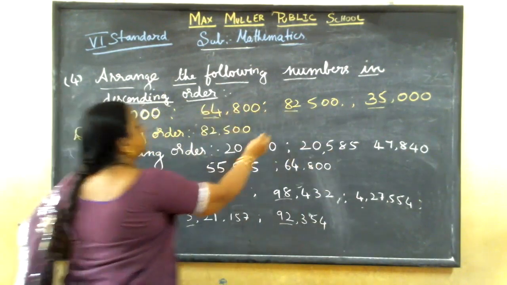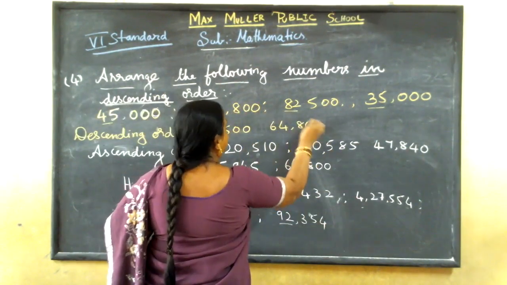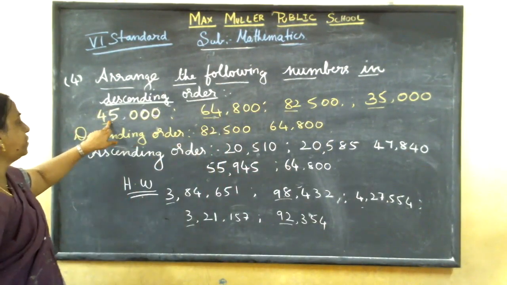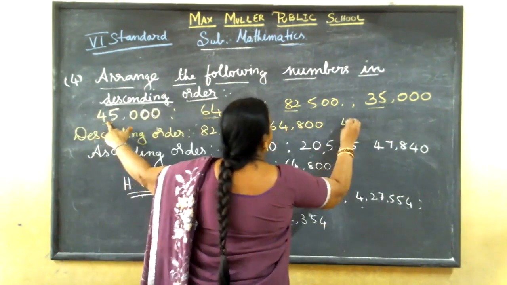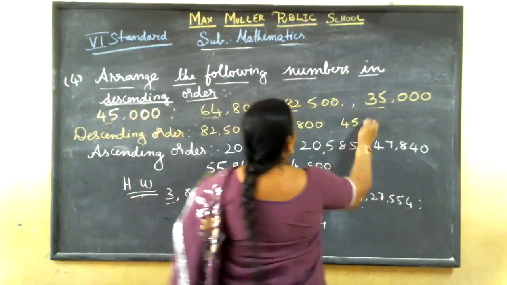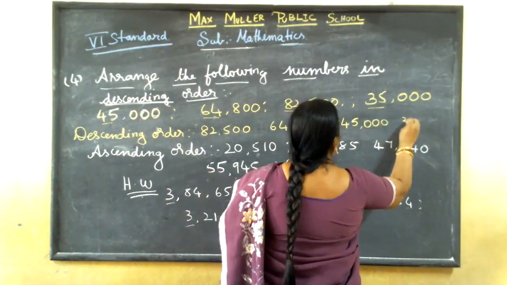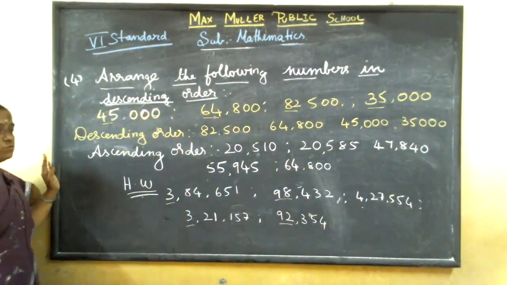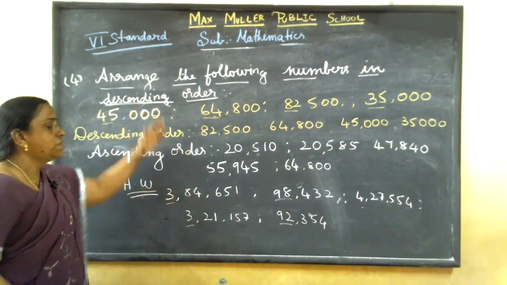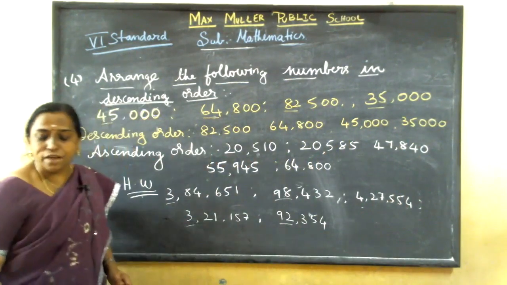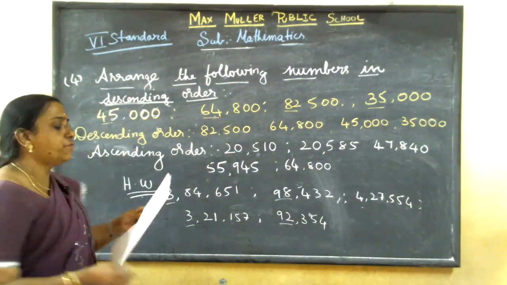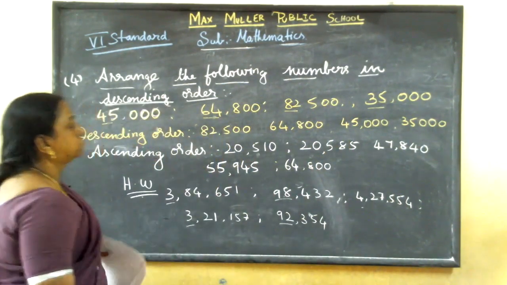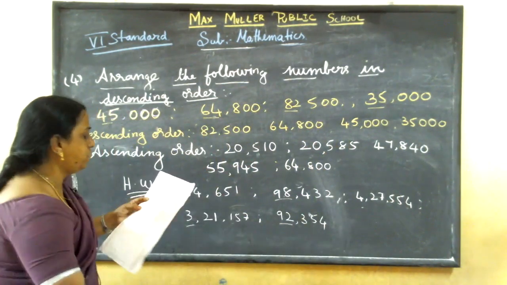45, 64 and 35. Which is greatest? 64. So 64,800. Now two numbers over. Now only 45,000, 35,000. So 45,000. Then last 35,000. Clear? How to arrange ascending and descending order. Now try this over. You copy in your homework book this question. Other two in classwork. Next I will explain one heading and I will go for exercise 1.2. 2 minutes I'll give time. You copy up.